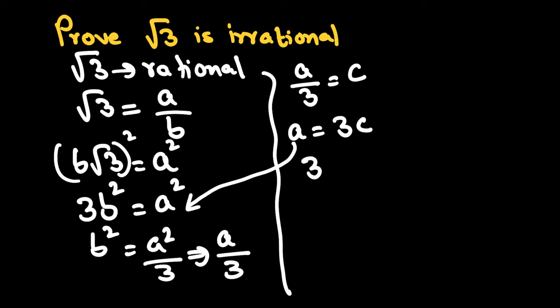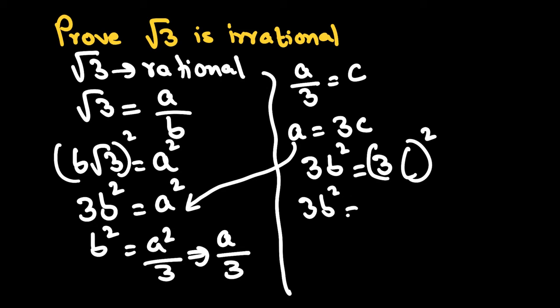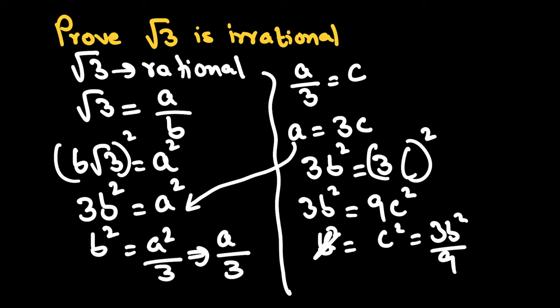We will have 3b squared equal to 3 times (3c) the whole squared, because a is equal to 3c. So we get 3b squared equals 9c squared. Or we can write it as c squared equal to 3b squared over 9, which is equal to b squared over 3.